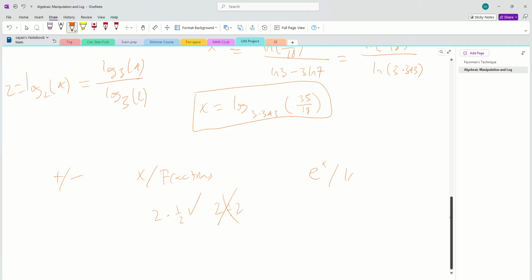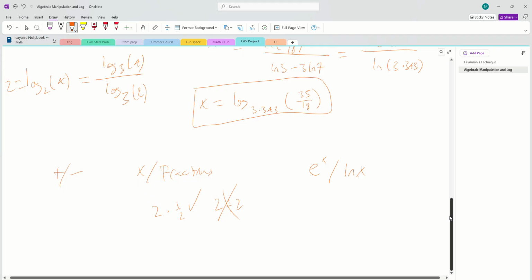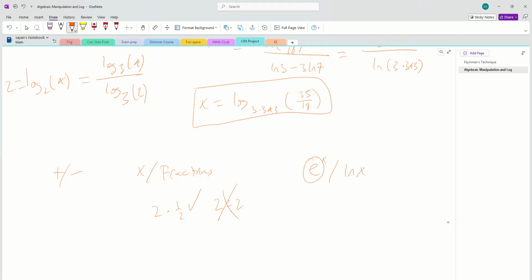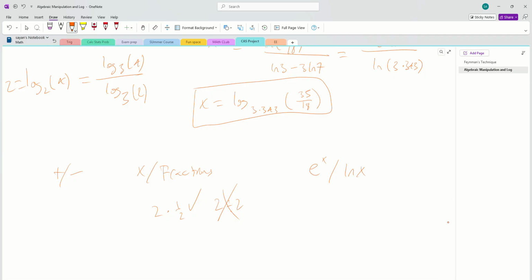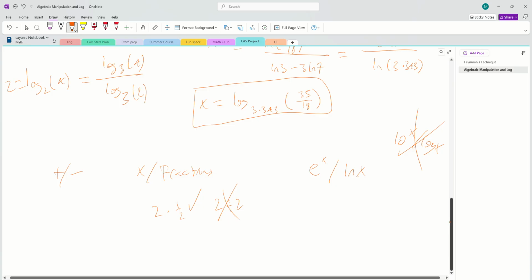exponents and log. Okay, so again I'm using e. e is the most common base. You're going to see it all the time. It has magical properties. When you get into derivatives and integrals, it's much easier to use that base. So I suggest getting used to it now as opposed to doing 10 to the x over log x. I don't really like that. It's harder. Just stick to this, please.